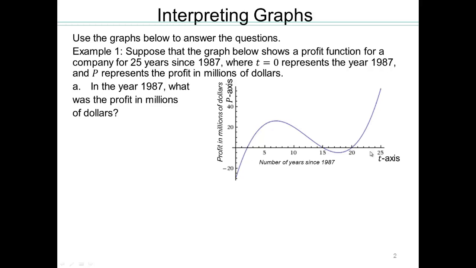Remember, the t-axis here is the number of years since 1987, and the p-axis here is profit in millions of dollars. So these numbers here represent millions of dollars. So if you're looking at 1987, which is t equals 0, which is right there, that point, which is (0, -30), what does that mean to you? Pause the video here and see if you can make sense of it. How can profit be negative $30 million?